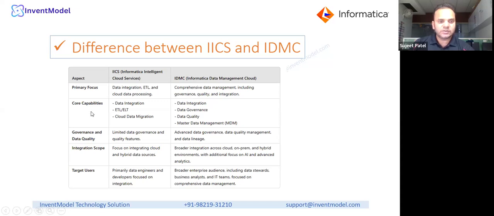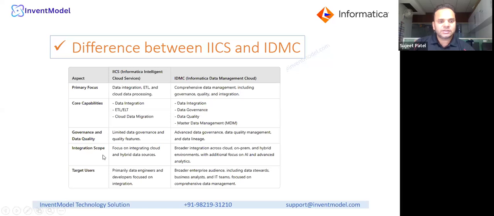Okay. So core capability, if we discuss, this is used for data integration, ETL, ELT, cloud data integration, or cloud data migration. So this we cover under IICS. What do we get under IDMC? So we can do data integration partially also, data governance, data quality, master data management. So mostly we use it for MDM, data quality, data governance. Partially we use it for data integration also. If we discuss governance and data quality features, here we have limited data governance and quality features in IICS. But if we come to IDMC, here we have advanced data governance and quality features.